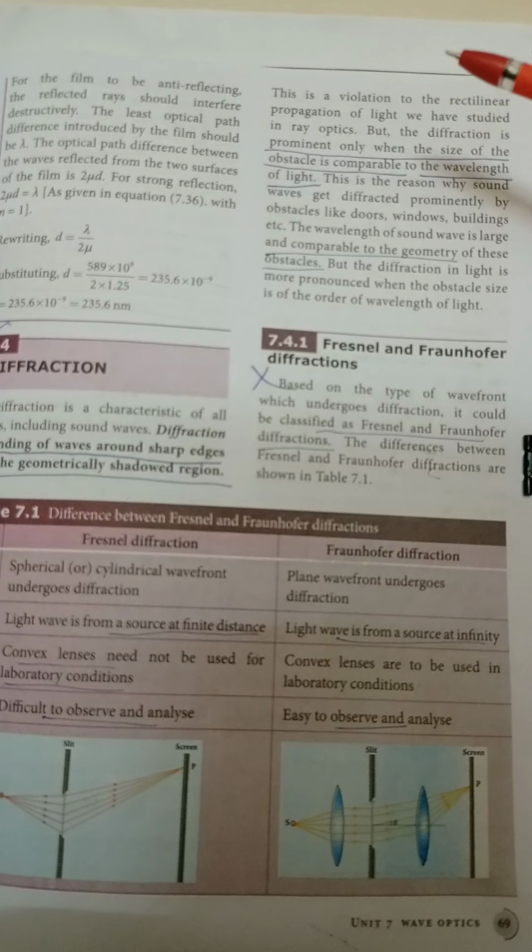Diffraction is prominent only when the size of the obstacle which is diffracting the waves is comparable to the wavelength of the light. So, this is the reason why sound waves get diffracted prominently by obstacles like doors, windows, buildings, etc. The wavelength of sound waves is very large, comparable to the geometry of these obstacles. But diffraction of light is more pronounced when the obstacle size is of the order of the wavelength of light.